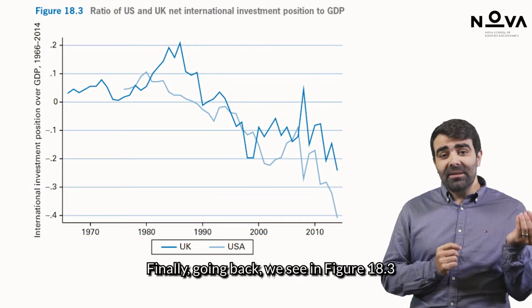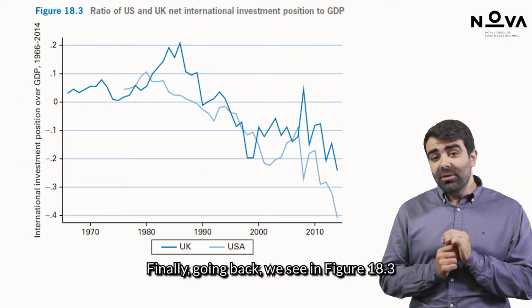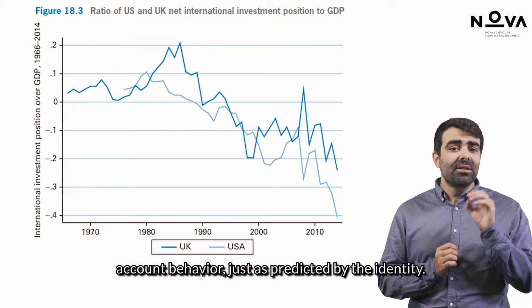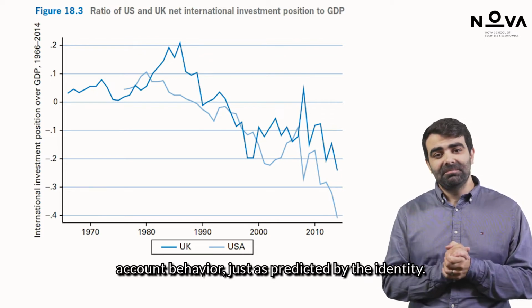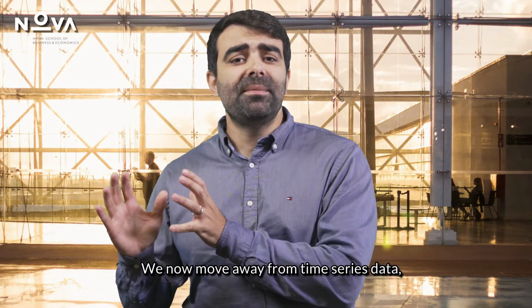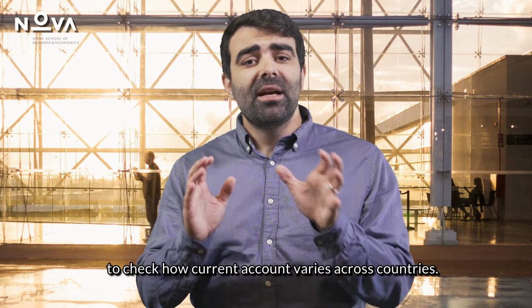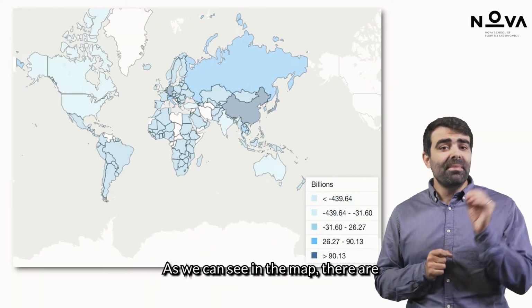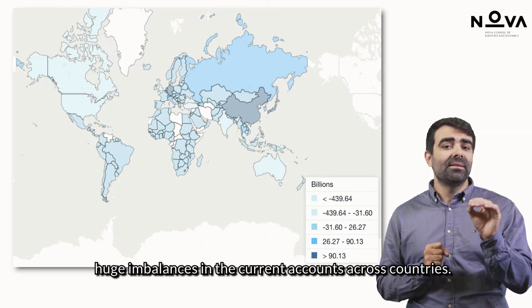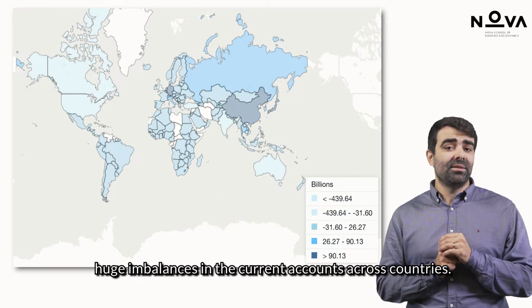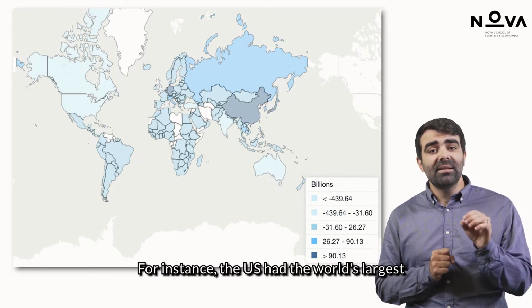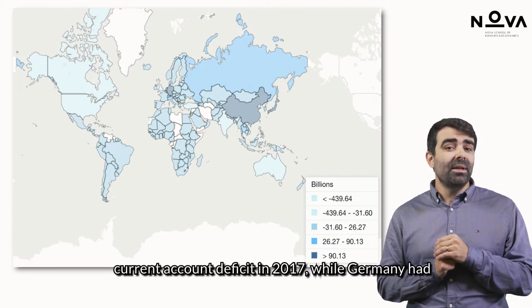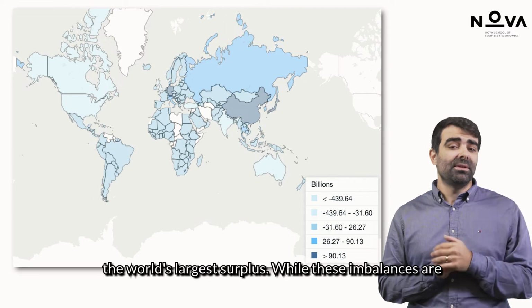Finally, going back, we see in figure 18.3 that the net foreign investment mimics the current account behavior just as predicted by the identity. We now move away from time series data to check how current account varies across countries. As we can see in the map, there are huge imbalances in the current accounts across countries. For instance, the US had the world's largest current account deficit in 2017, while Germany had the world's largest surplus.